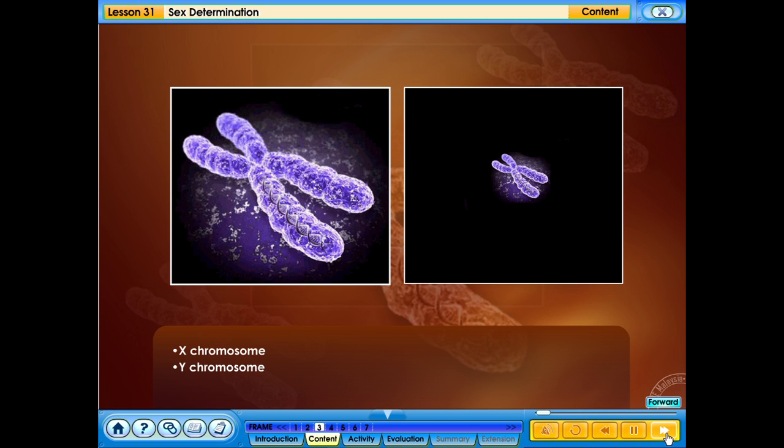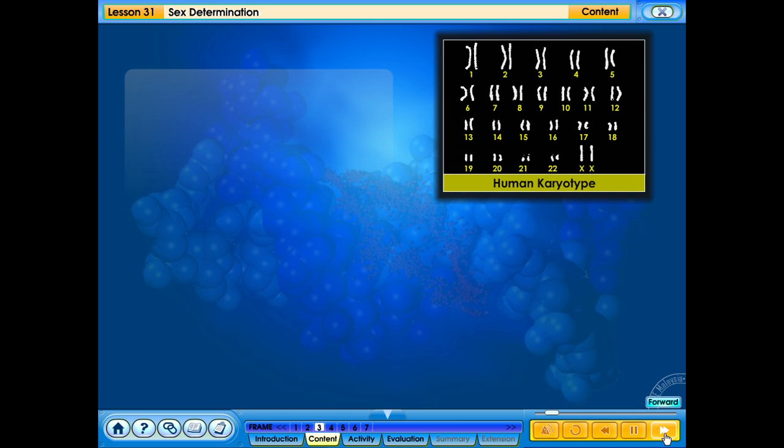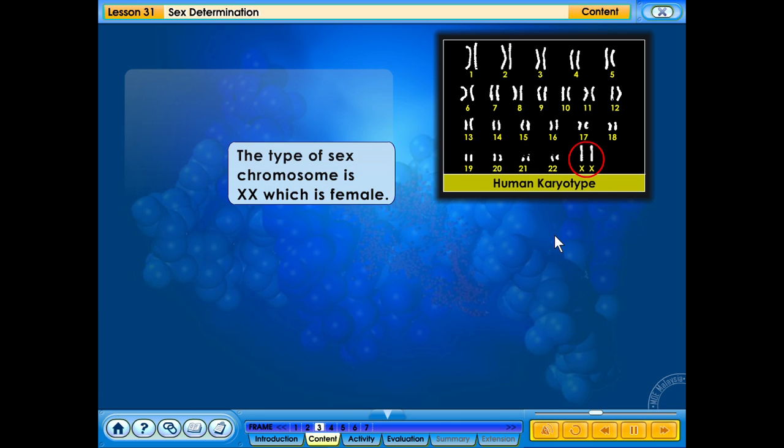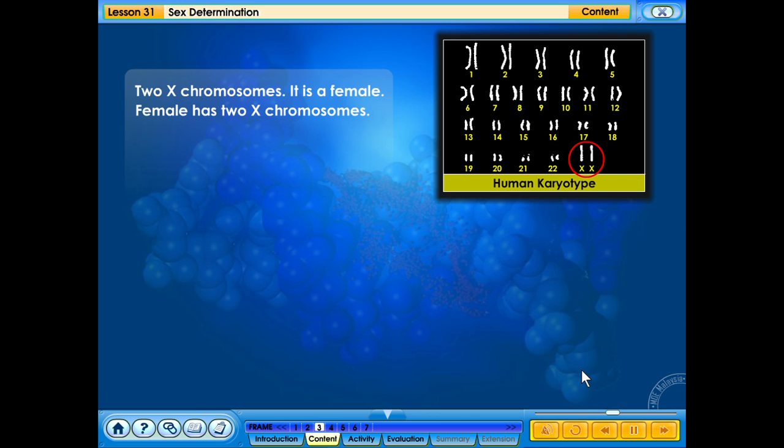X chromosome, Y chromosome. Based on the karyotype diagram, identify type of sex chromosome and determine the sex of this individual. Click the human karyotype to identify and to determine the sex. The type of sex chromosome is XX, which is female. 2 X chromosomes, it is a female. Females have 2 X chromosomes.